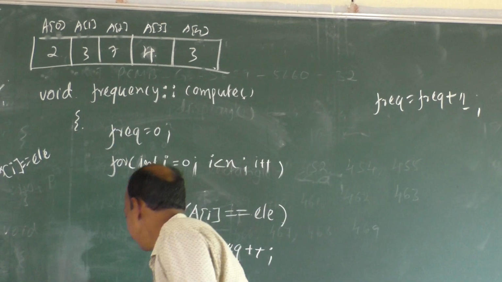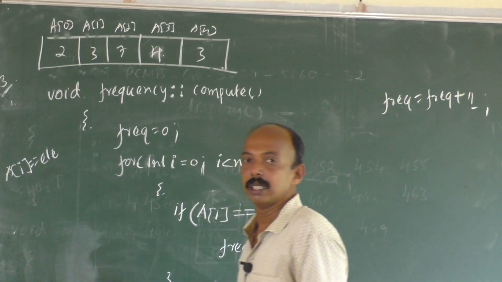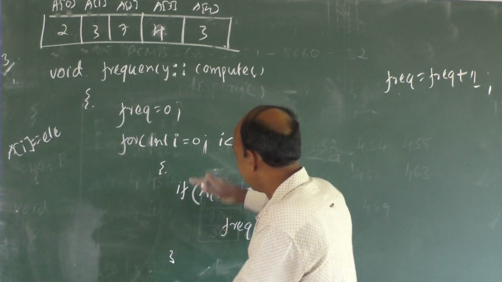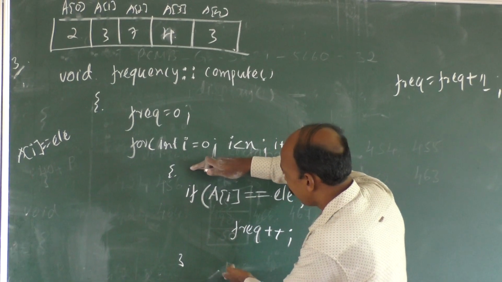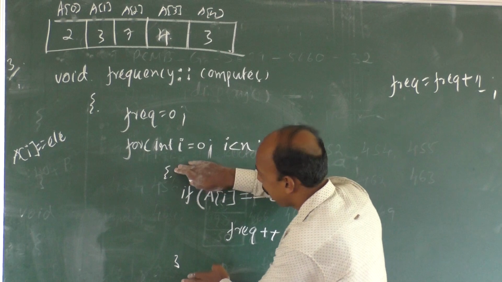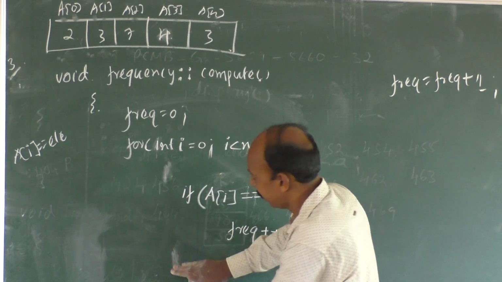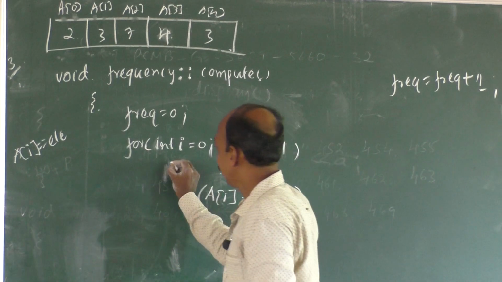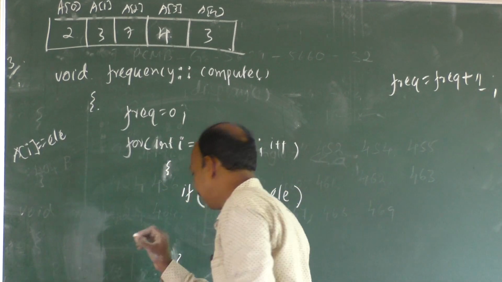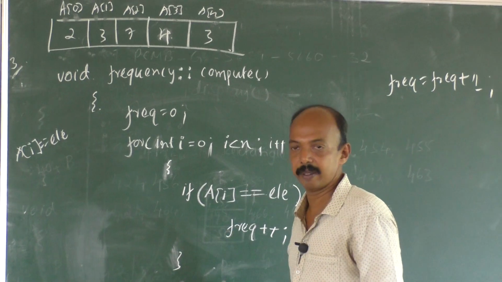Then close this function here. Here inside the loop we are having only one statement, so it's not mandatory to have this particular curly bracket. Even if you don't write, it's okay. We can write. If you are comfortable with that, you can write, or else you can leave it.